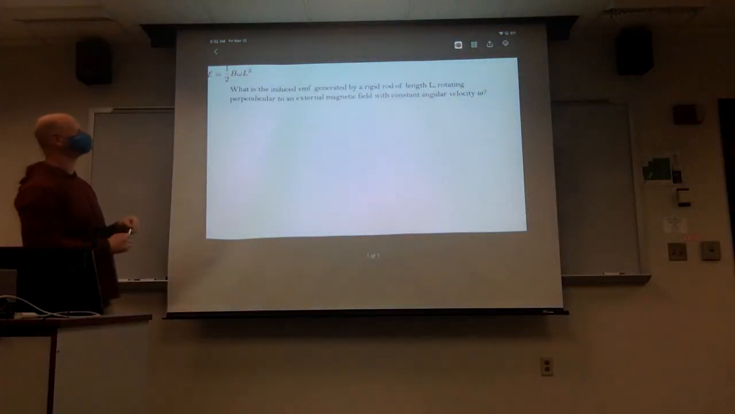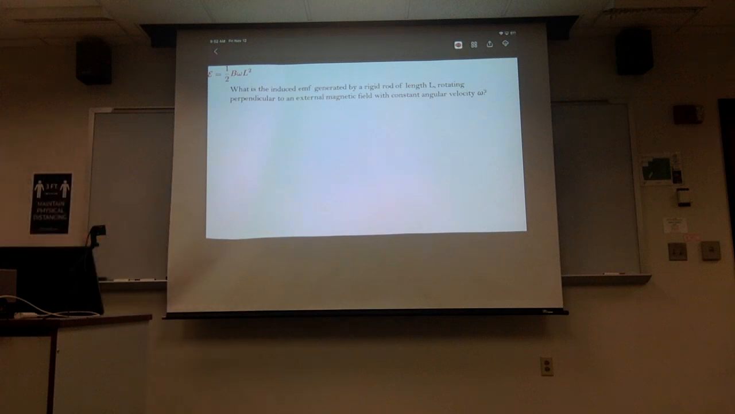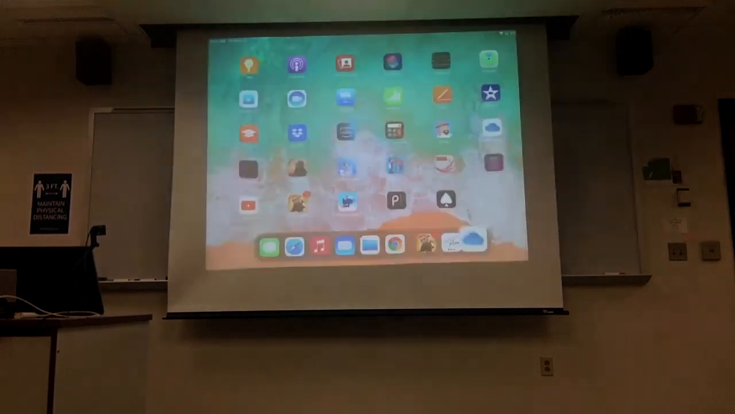So this says, what is the induced EMF generated by a rigid rod of length L rotating perpendicular to an external magnetic field with a constant angular velocity? So let's draw that picture too. So the third one, what I have is, let's say my magnetic field again pointing out. Here is my rod. This rod has a length of L to it, has a fixed point. So let's say this is my pivot point. And this thing is going to rotate around, say, in this direction with a constant angular velocity of omega. So what I want to know then is, what is the EMF generated across this thing? So what is my induced EMF?